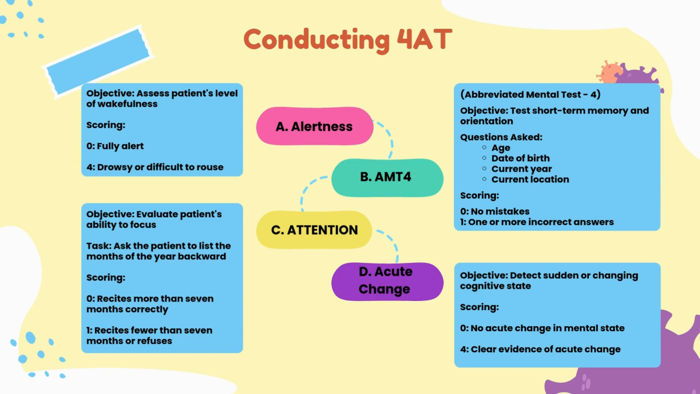Attention is measured by having the patient list the months of the year in reverse order, gauging their ability to concentrate. Lastly, detecting acute cognitive changes helps identify sudden confusion or delirium, which are strong indicators of fall risk. By systematically assessing these areas, clinicians can quickly identify cognitive impairments and take appropriate fall prevention measures.